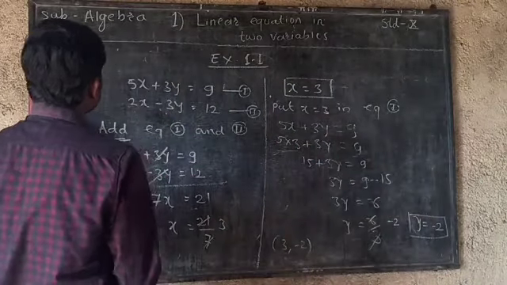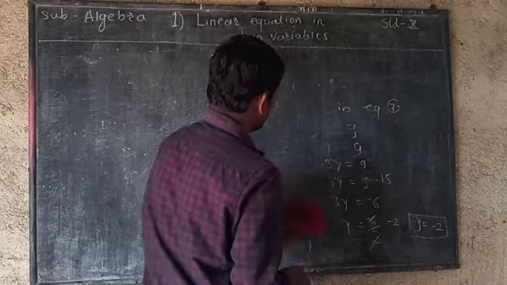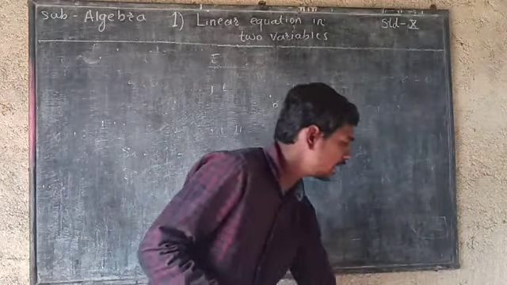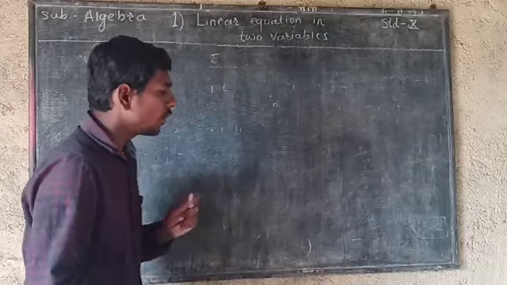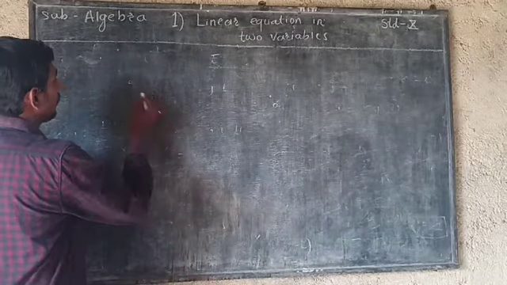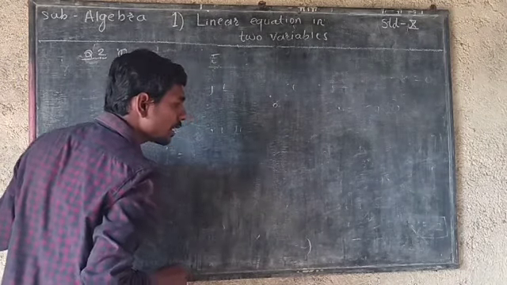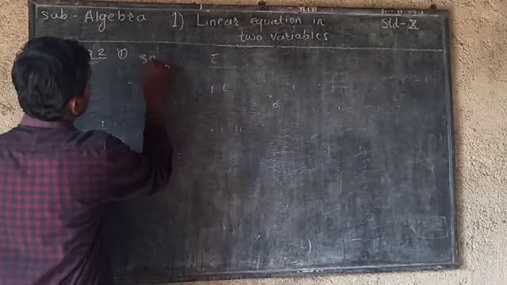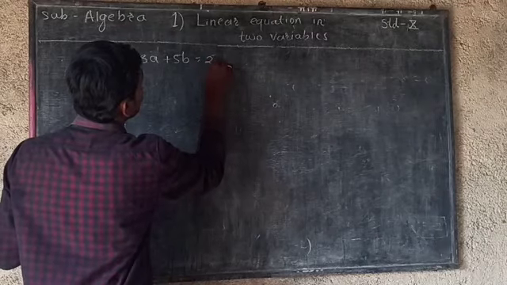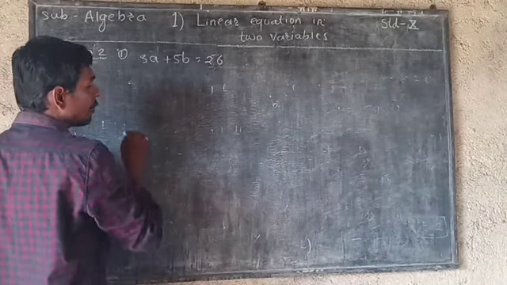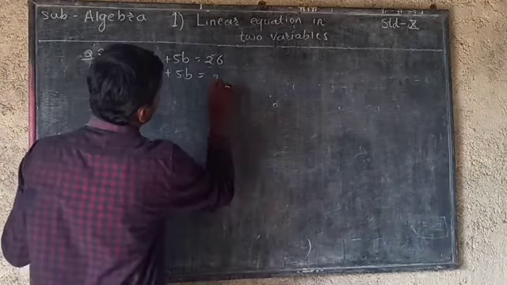Okay, now we will take the second question. In the second question you are given questions directly. Only one question was there for the activity. Okay, so this is question number 2, and this is the first question, that is 3a plus 5b is equal to what? 26. Okay, this is the first equation. a plus 5b is equal to 22, right?